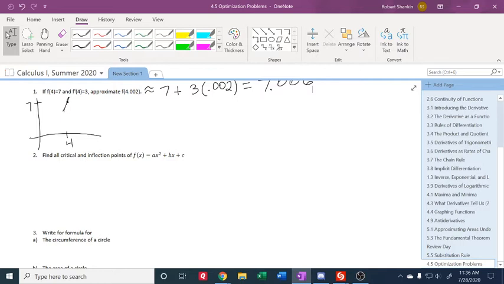Okay, anybody need more time with this one? Alright, so what's the process that we use to find a critical point? You take the derivative, you set the derivative equal to 0, and then you solve for x.